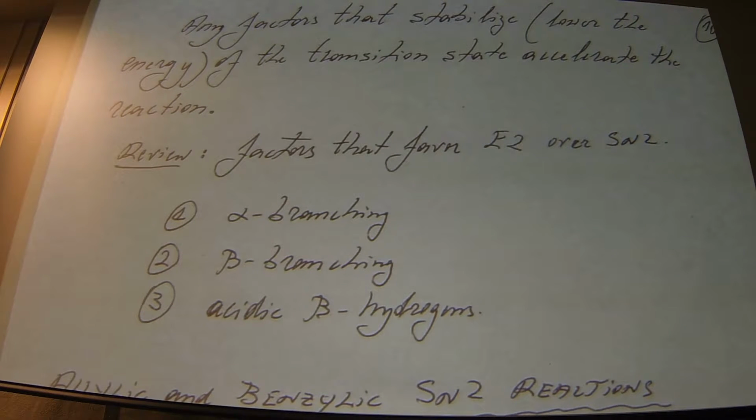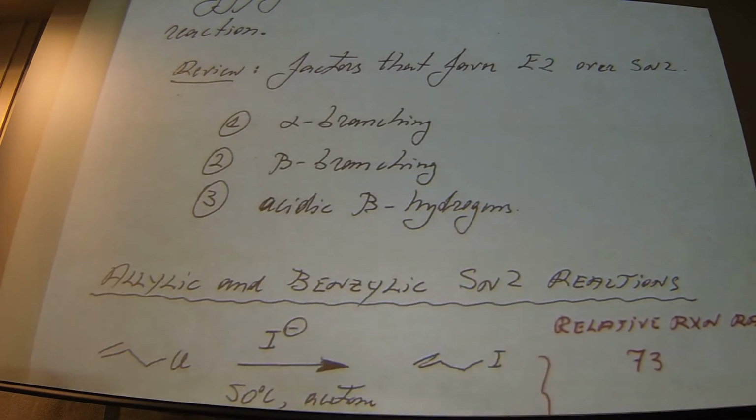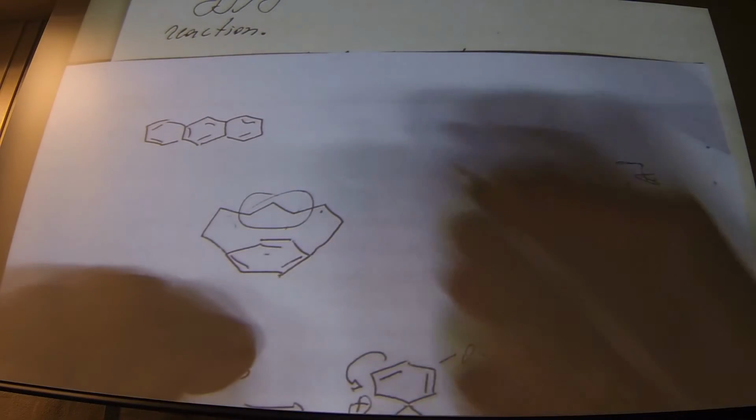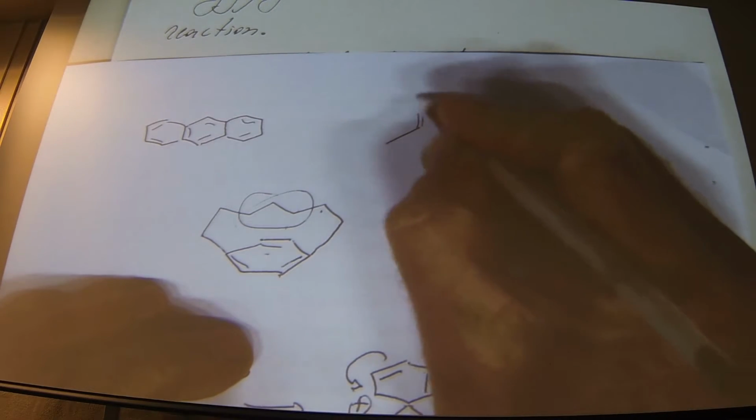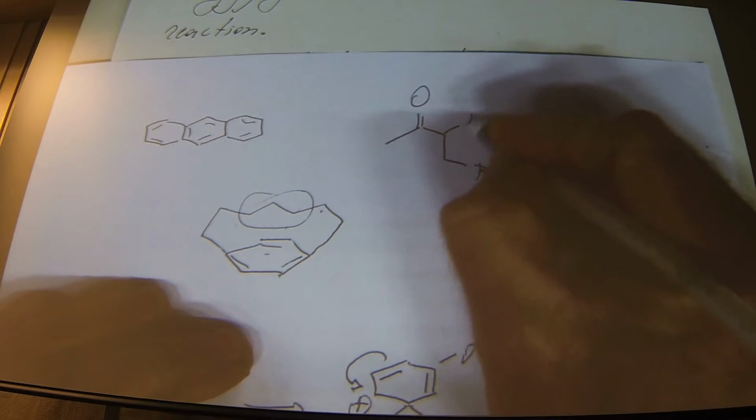Just the elimination. That's why it happens. And now we learn a third factor, and that is acidic beta hydrogens. So if the beta hydrogens are acidified by being either allylic or benzylic, or even, as we're going to see later on, this is a special case of an allylic beta hydrogen. But think of this. This is a beta hydrogen too.